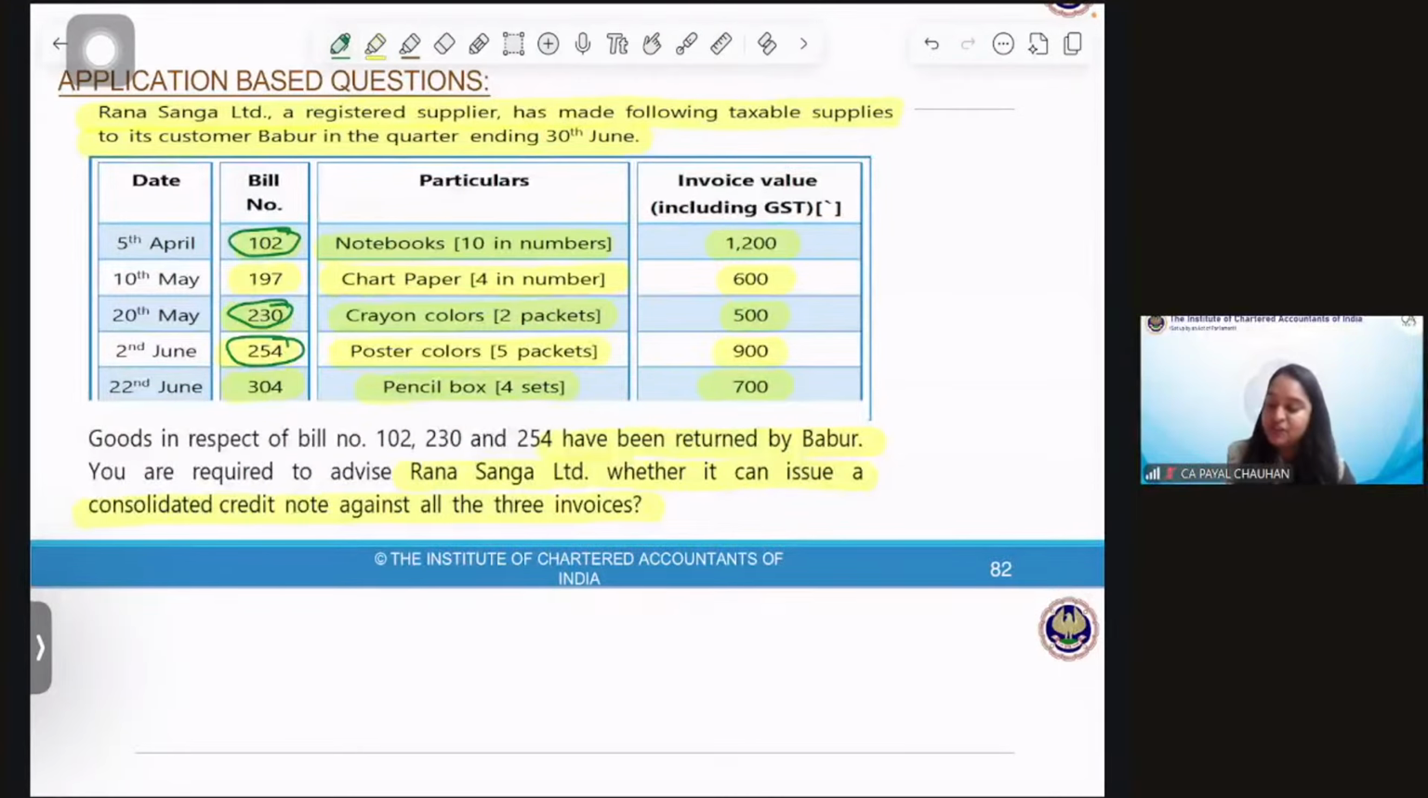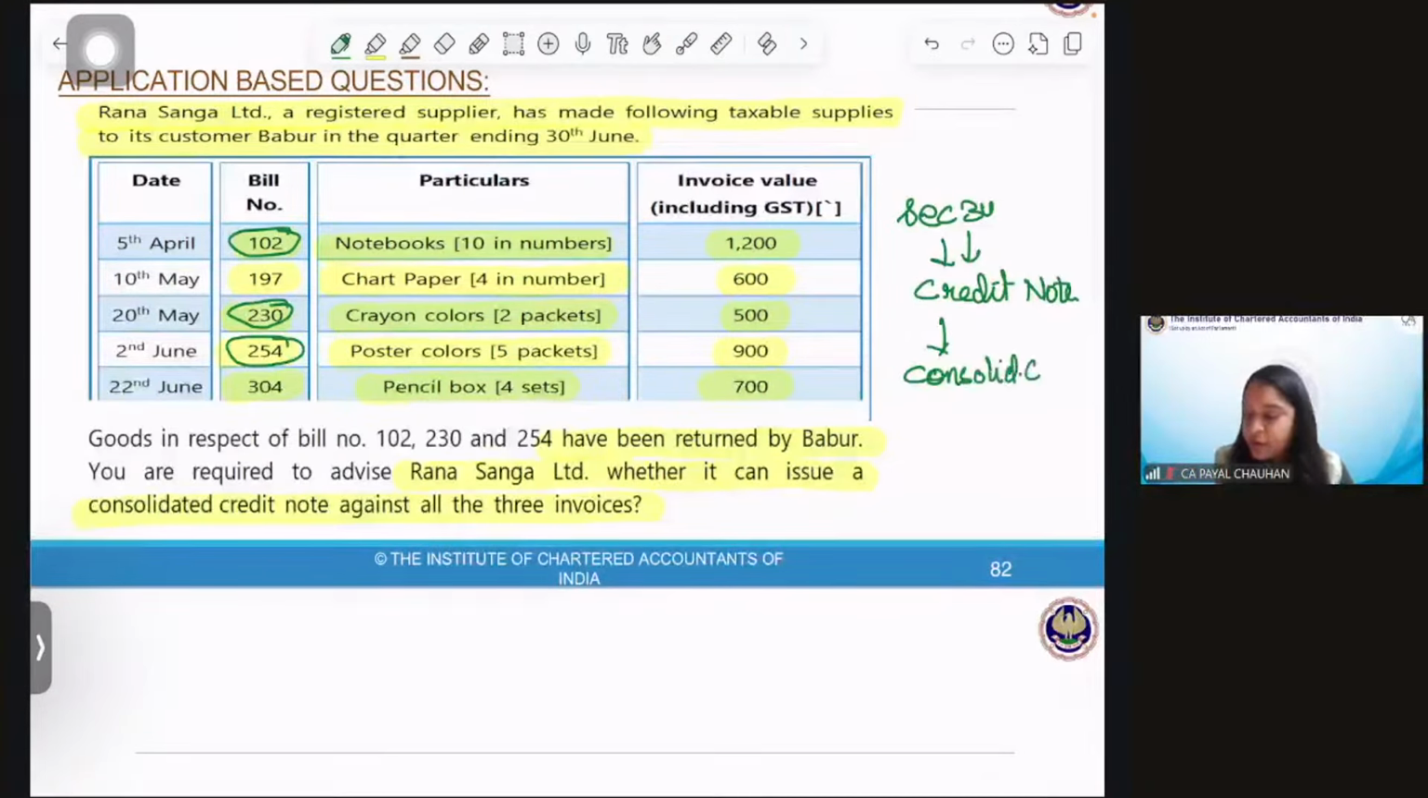Ma'am, the provision relates to section 34, and in section 34, it's related to debit note or credit note. It relates to credit note. And can a consolidated credit note be issued? Yes, a consolidated credit note can be issued.